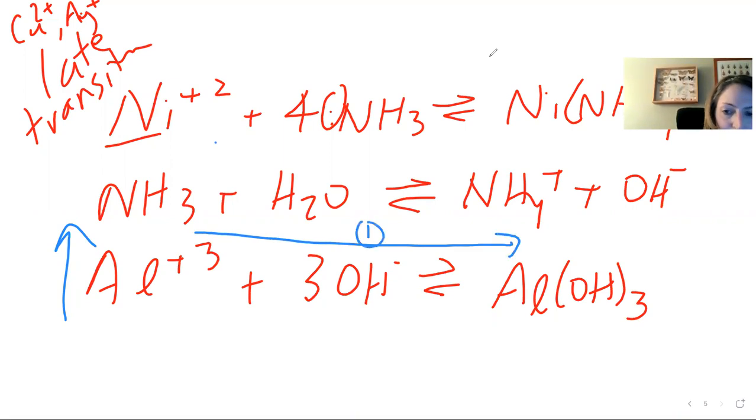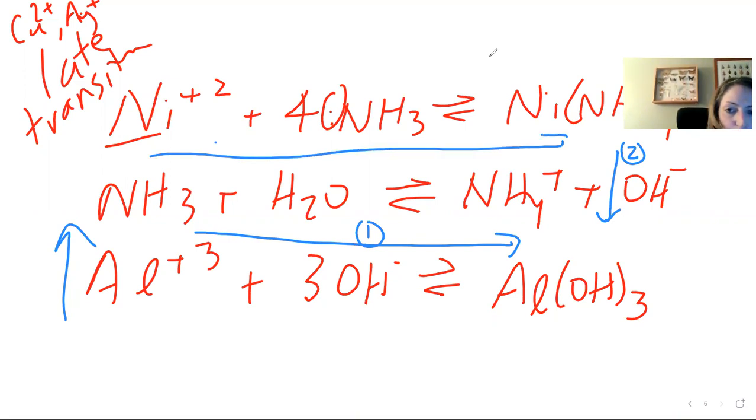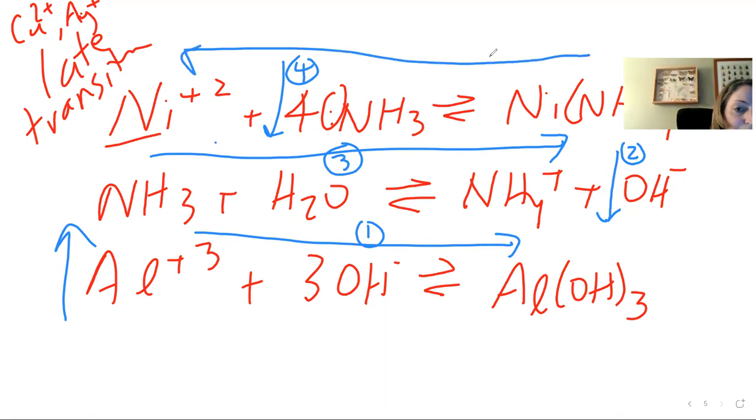So that's step 1. What that does is that lowers the OH minus, so that's step 2. When the OH minus gets lowered, that causes this middle equilibrium to shift forward to compensate. So that's shift 3. When that happens, that's going to influence this top reaction, and that's going to cause the ammonia to go down, which is going to cause this reaction to shift backwards.